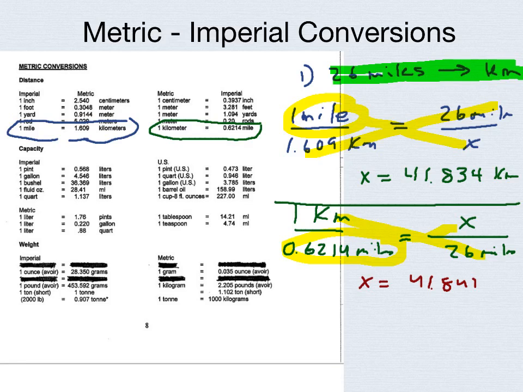Chances are you're going to be required to round. Let's just say the question will require you to round to the nearest tenths. 41.8 kilometers would be the answer, no matter what way you did it. So if I asked you on a quiz or an assignment to show both methods of a conversion, you would be required to use the two different conversion factors and prove that the answer is the same no matter what method that you use.